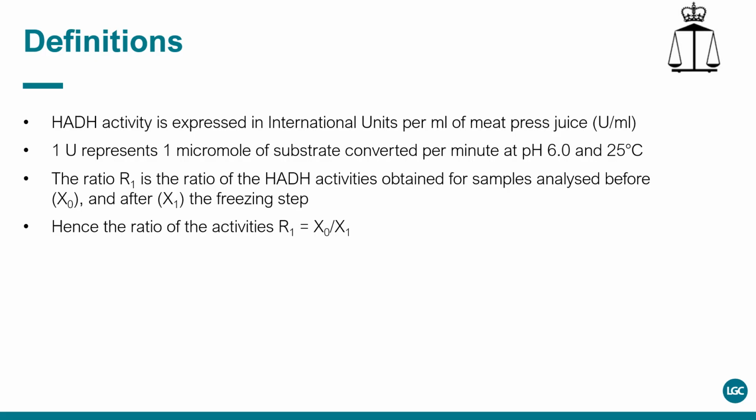HADH activity is expressed in terms of international units per milliliter of meat press juice, where 1 unit represents 1 micromole of substrate converted per minute at pH 6.0 and 25 degrees C. The ratio referred to as R1 is the ratio of HADH activities obtained for samples analysed before, X0, and after, X1, a laboratory freezing step. Hence, we can express this as R1 is equal to HADH activity before a laboratory freezing step divided by the HADH activity after a laboratory freezing step.